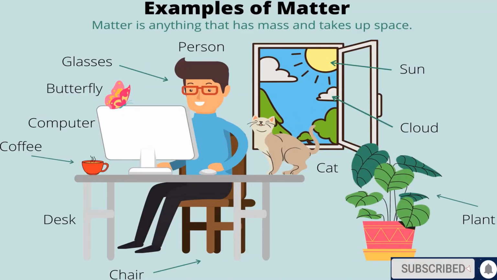Now here we can see the slide with some of the things which we find around us, and all of these things are examples of matter. Here we can see a human sitting, which is also matter, a butterfly, computer, coffee, desk, chair, cat, plant, cloud, sun. So everything around us, including nature, is matter.